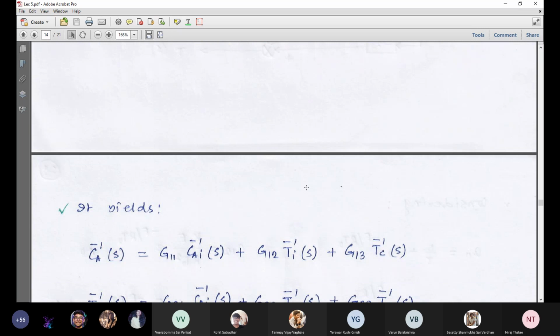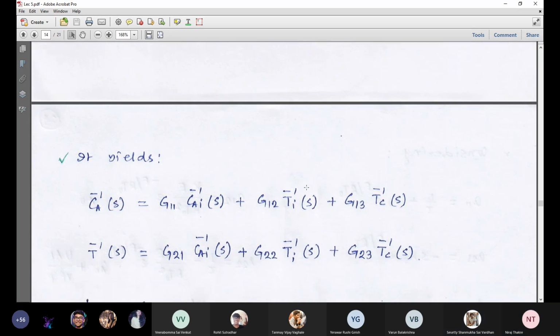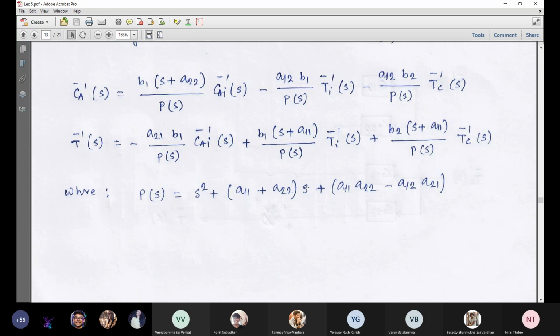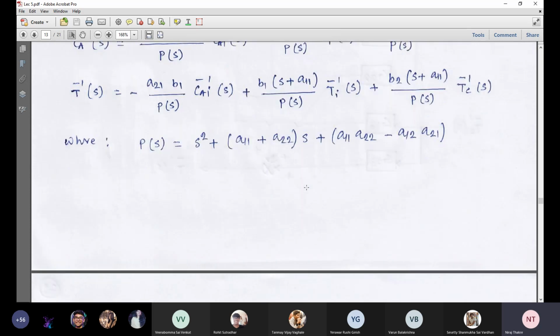30018. Second suffix. Sir, can you scroll up? Yeah. There are 2 outputs and there are 3 inputs. So total 6 transfer functions: G11, G12, G13 and G21, G22, G23. Can I proceed? Yes, sir.